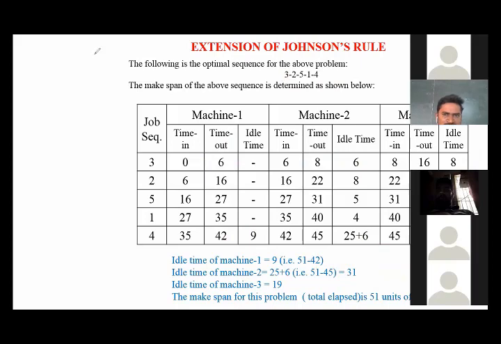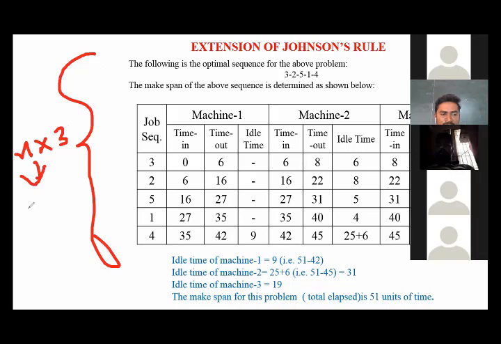This is about the extension of Johnson's rule. In the next class we are going to solve this n jobs on 3 machines using the graphical method. So without implementing Johnson's rule, we will use the graphical method to solve n jobs on 3 machines in the next class.